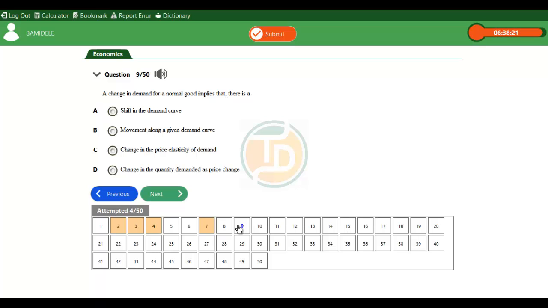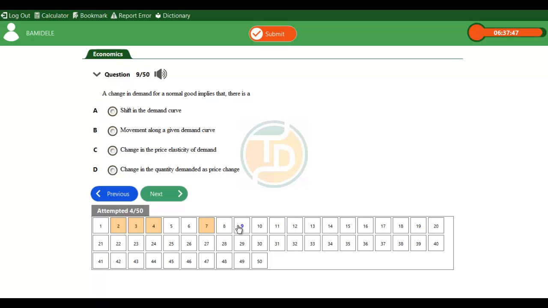If you look at this question, it relates to theory of demand in economics. If you are talking about a change in demand for a commodity, it means that different quantities of a commodity are demanded at a particular price, and change in demand is caused by all factors that affect demand except price of the commodity. Now, from these options, option A talks about shifts in demand curve.